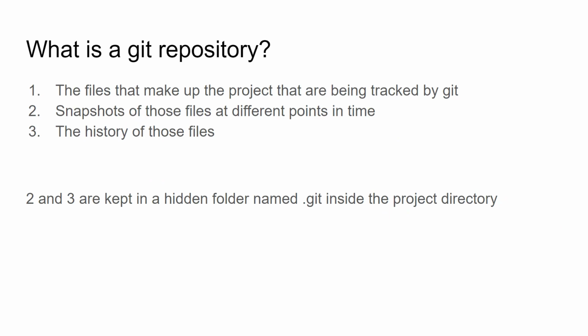So a Git repository are the files that make up the project that are being tracked by Git, as well as snapshots of those files at different points in time, and also the changes in the history of what's been modified from going from one step to the next. These are going to be kept hidden inside a folder called .git that's inside the project directory.